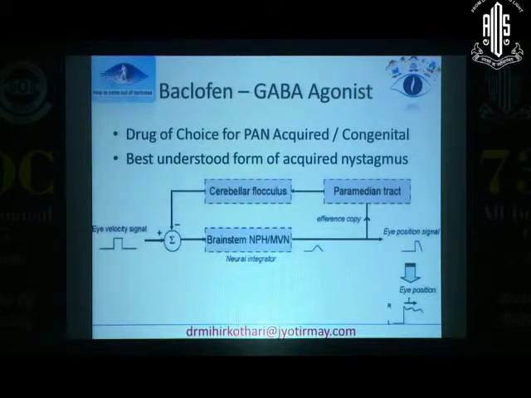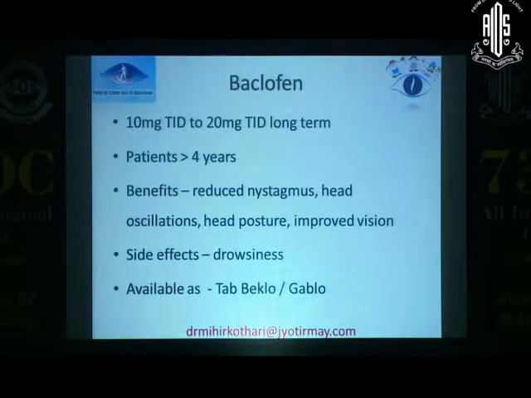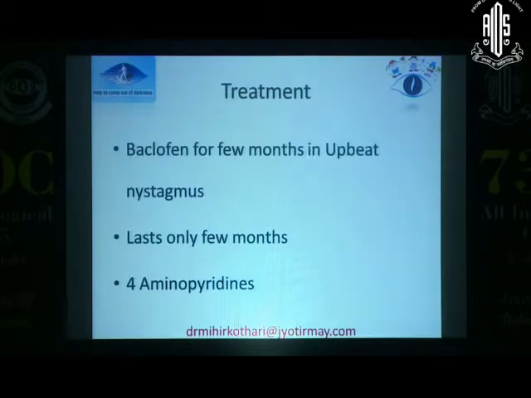Baclofen is a drug of choice for a very well known abnormality, that is periodic alternating nystagmus. This is the detail of how we use it. We start with 5 milligrams 3 times a day and then keep increasing depending on the age and weight of the child. It is also very useful for patients who have upbeat nystagmus, especially because acquired upbeat nystagmus is usually transient and you need to use it for a shorter time.